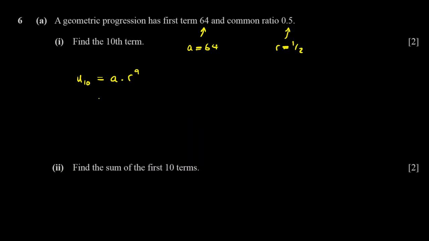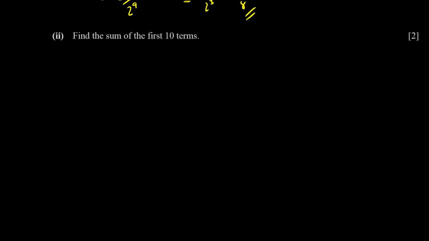So A is 64, and we're multiplying by a half to the power of 9. We can simplify this a little bit because 64 is a power of 2. It is 2 to the power of 6. So we're going to have 2 to the power of 6 divided by 2 to the power of 9, which is going to be equal to 1 upon 2 to the power of 3, and that will be equal to 1 upon 8. Okay? All right, part 2, we want to find the sum of the first 10 terms.